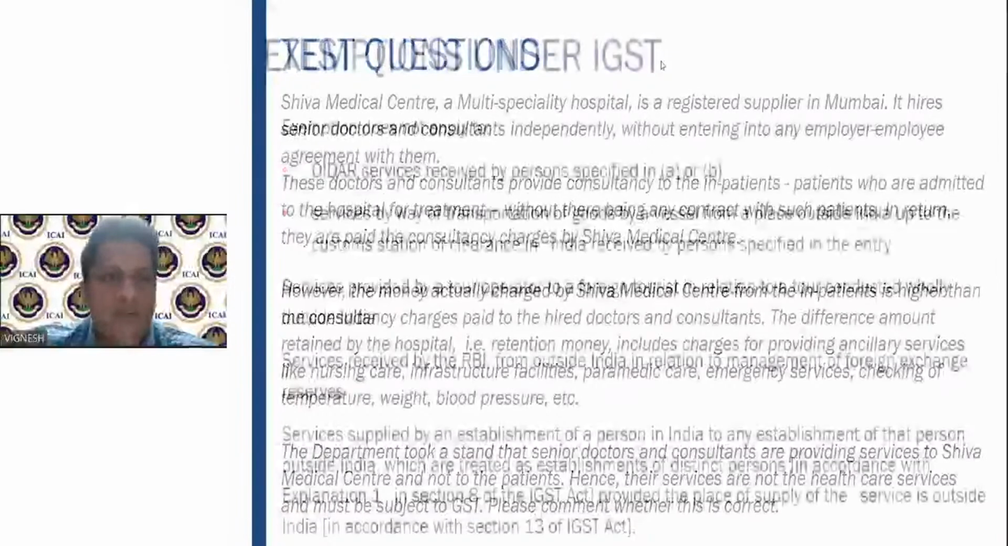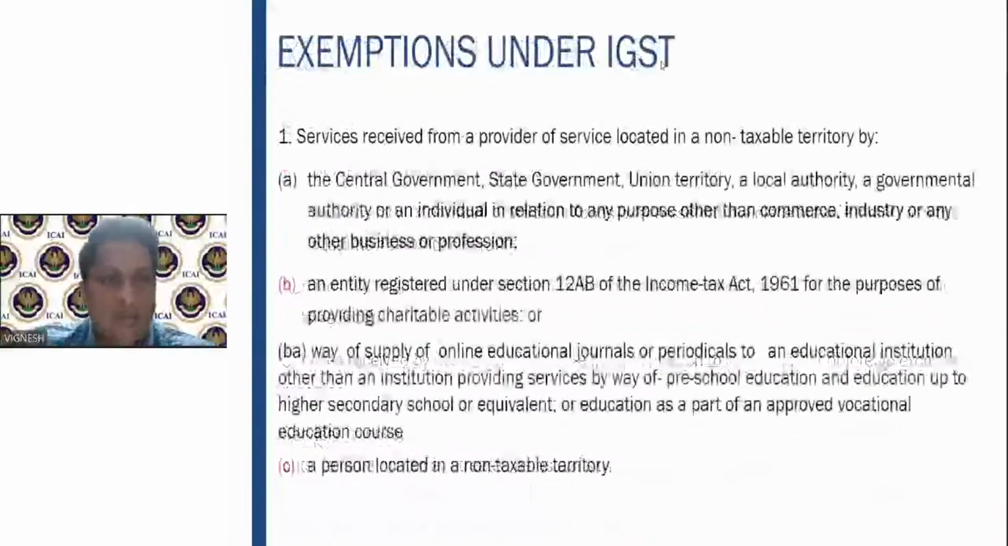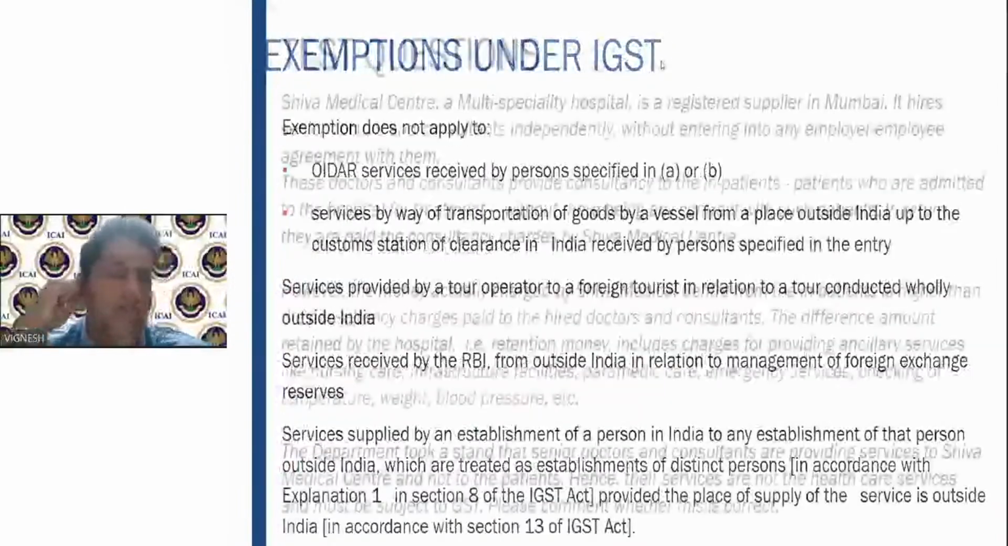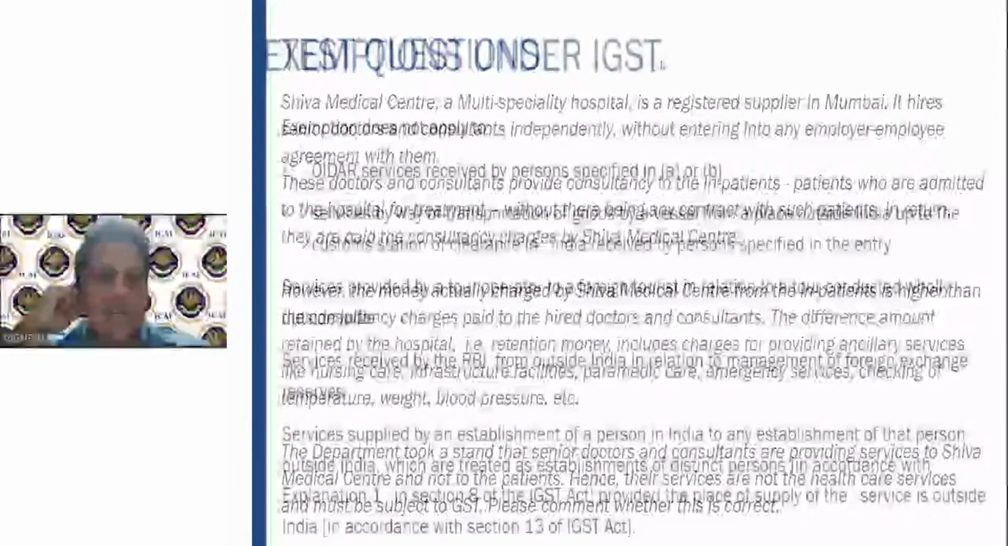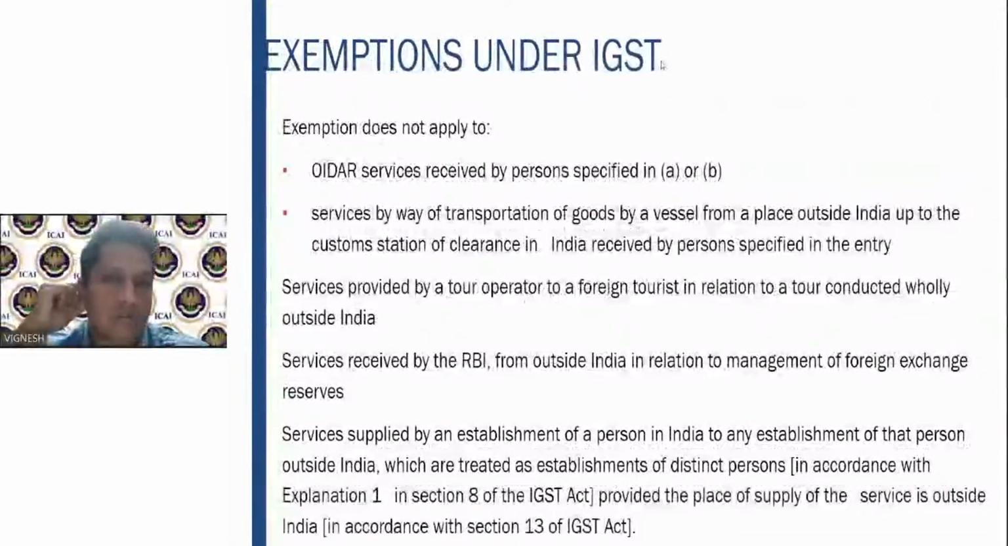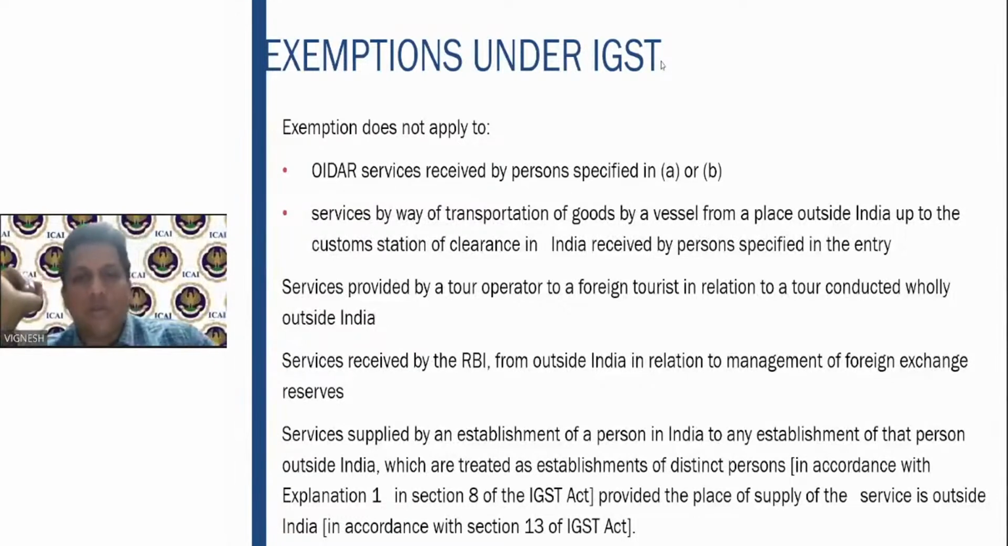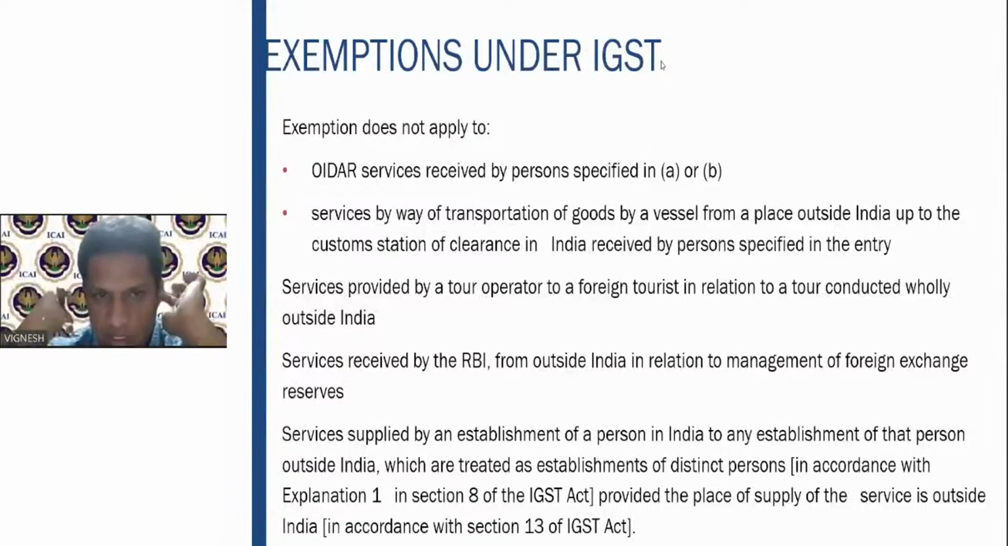But there are a few restrictions here. The exemption does not apply to OIDR services. What is OIDR services? You will see that in the export of services chapter. In case of services received from India digitally, those are chargeable to tax, so that is not covered here. And also services by way of transportation of goods by vessel from a place outside India to a customs station received by the person, that is also not covered.